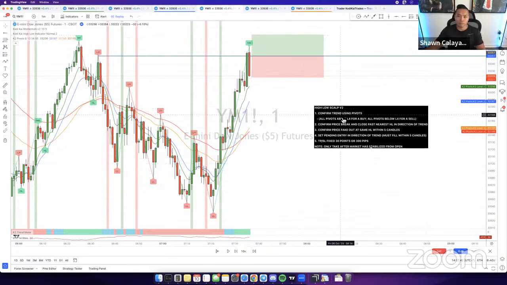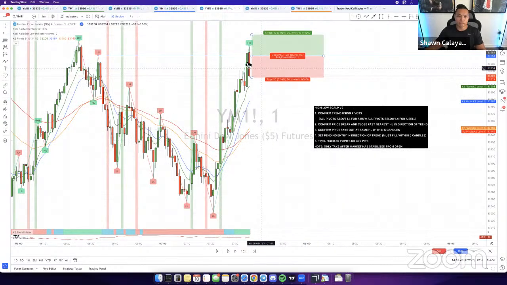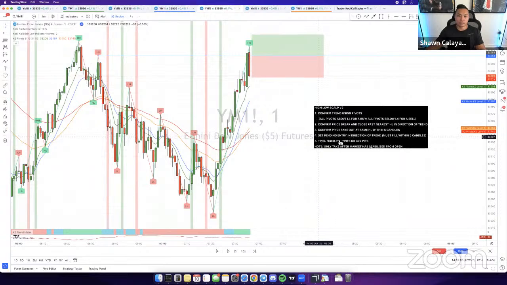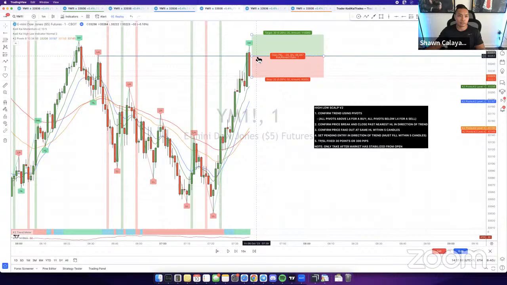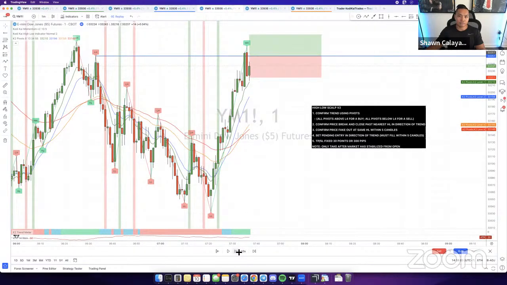So step 1, confirm the trend, it's bullish. Step 2, confirm price break and close right here. Step 3, confirm price faked out on this next candle. Step 4, set a pending entry in the direction of trend, which must fill within 5 candles. So this has to fill within 5 candles. If it doesn't, then you cancel it. This next candle over here pushes up slightly, but hasn't filled it yet. The pending order is still waiting.